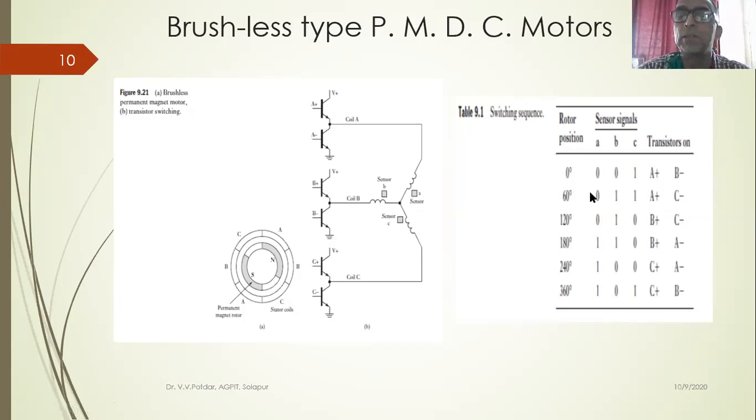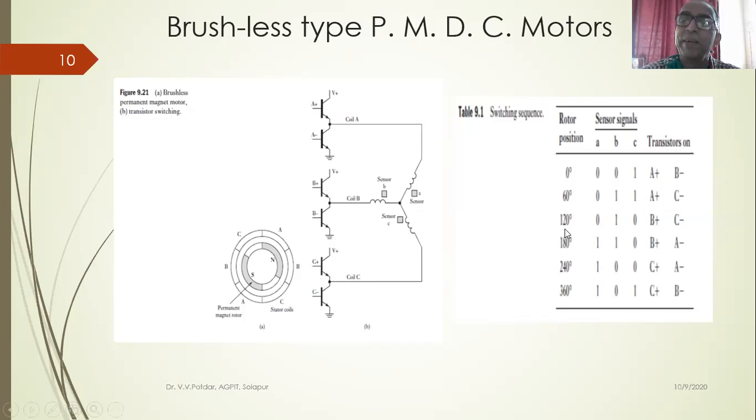Just as an example, the switching sequence example is given here. If the rotor position is 0 degree, as sensed by the Hall effect sensor C, it will send a signal 1. It can send signal either 1 or 0. So it sends a signal 1. So transistors A plus and B minus are energized. And accordingly, the torque is developed on the rotor.